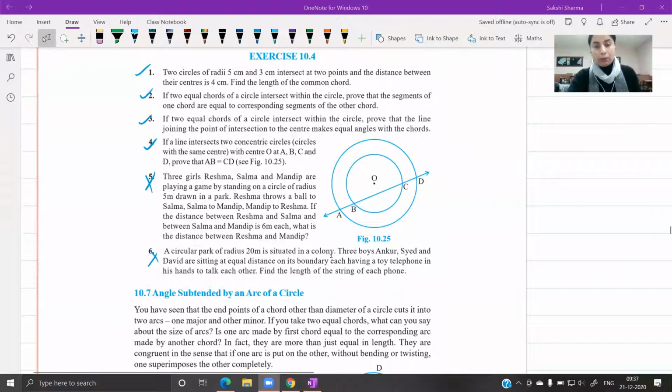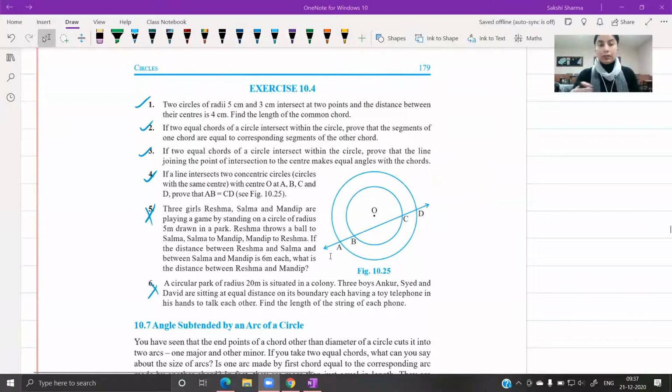From exercise 10.4, it's on page number 179. Please mark question number 5 and 6 are deleted. So we shall be doing the first 4 questions. Out of these first 4 questions, the first question is to be done with the help of construction. So you simply need to draw this. We will come back to it afterwards.